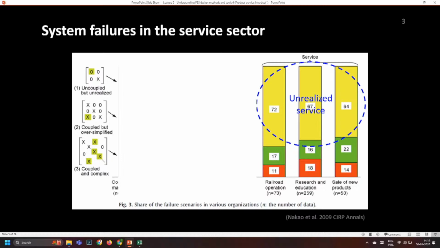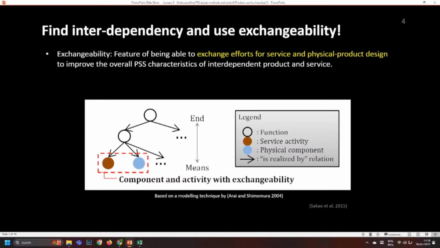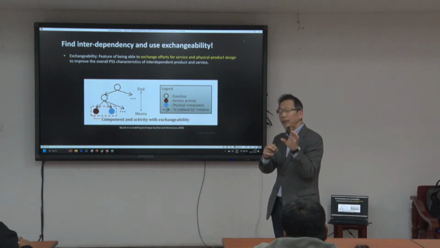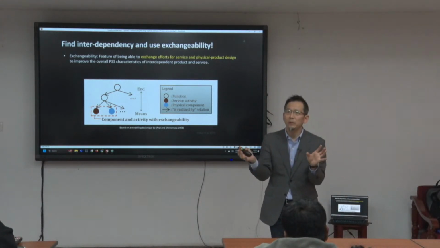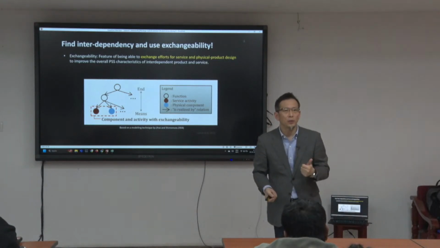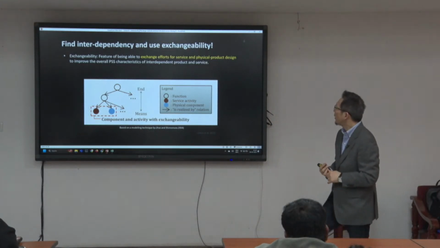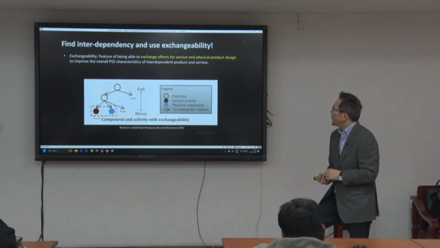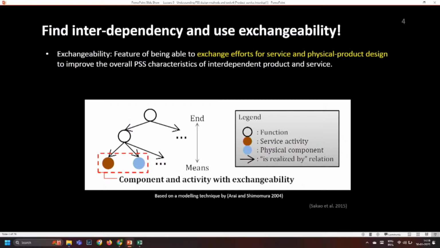So that was an introduction, and so now the question is, we need to find such an interdependency between a product and a service in the system that you are looking at. And once you find such an interdependency, then I'm recommending you to use the exchangeability. This is the term that we developed, we coined.